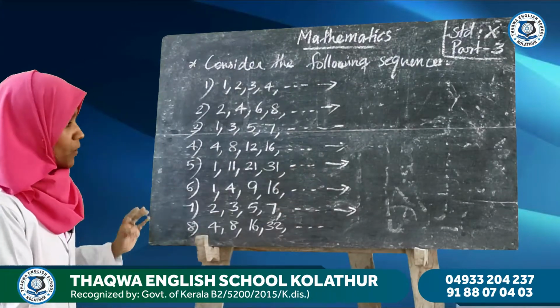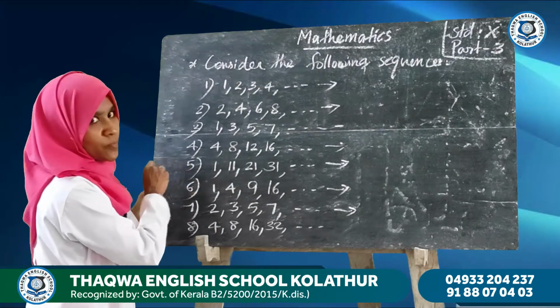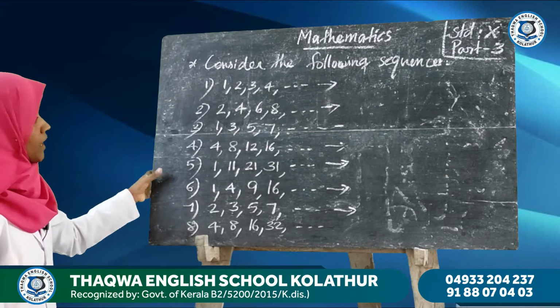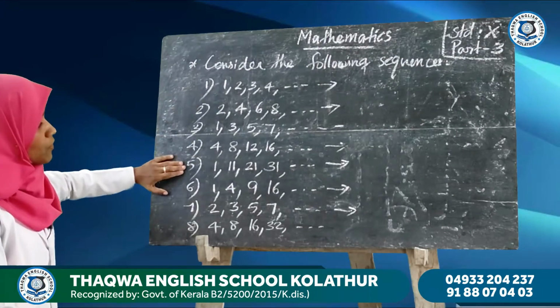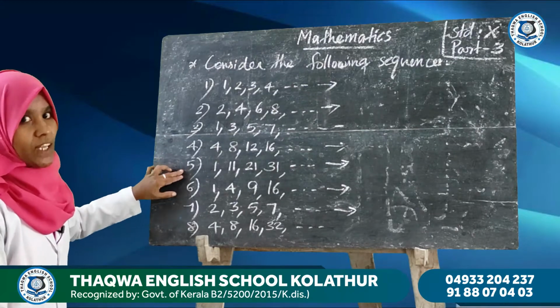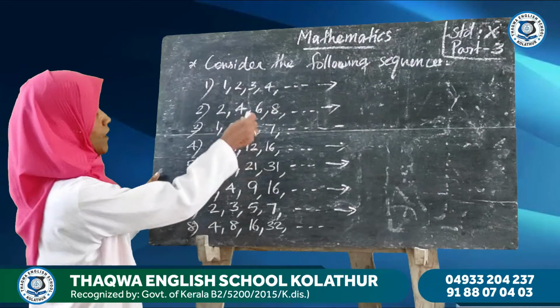And so on. Okay. In these first 5 sequences there is a common property. We can find out what that property is. All of you listen.